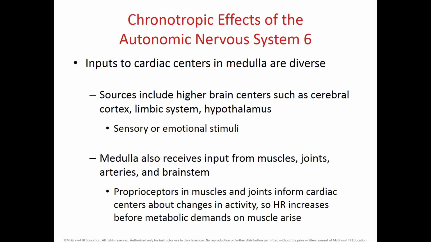Some of the inputs to the cardiac centers in the medulla are diverse. That includes signals coming from the cerebral cortex. So if you are scared, you will increase the signals from the cerebral cortex, sending signals into the limbic system, into the hypothalamus, and then into the medulla oblongata. So you can increase the heart rate through the sympathetic system nerves. And then you also have receptors within the muscles, the joints, the arteries, and the brainstem that can increase the heart rate.